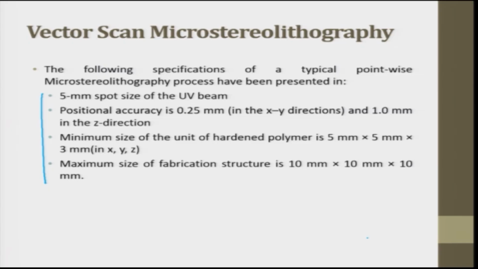These are the capabilities of the machine. A 5 micrometer spot size of a UV beam, position accuracy is 0.25, and the minimum size of a unit of hardness is 5 micrometer by 5 micrometer. The maximum size of a fabricated structure is 10 millimeter by 10 millimeter.